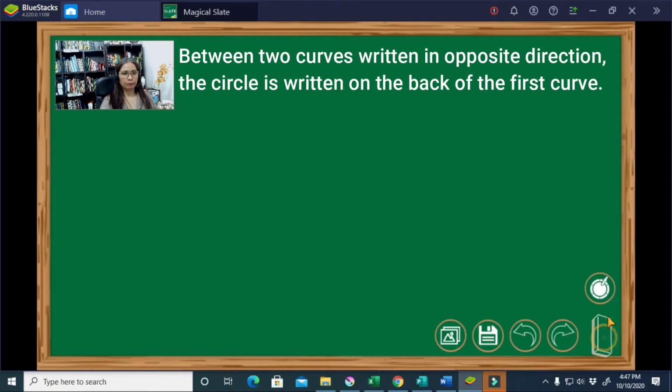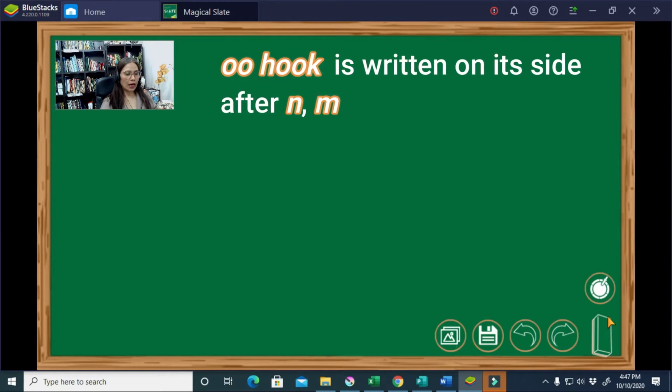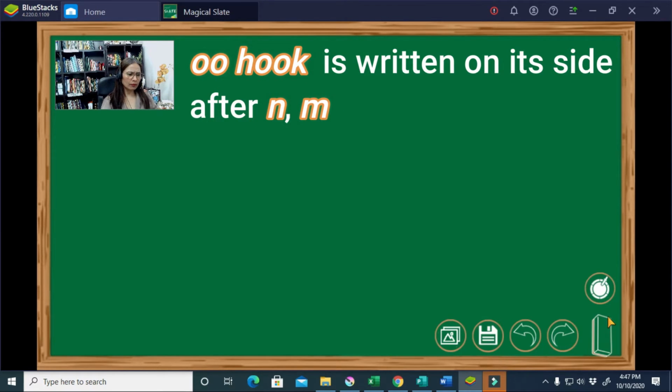Okay, all right. So next rule, we do have the U hook is written on its side after N and M. All right. O hook is written after, kanina it's before, this time it's after, but we are talking about U hook there.